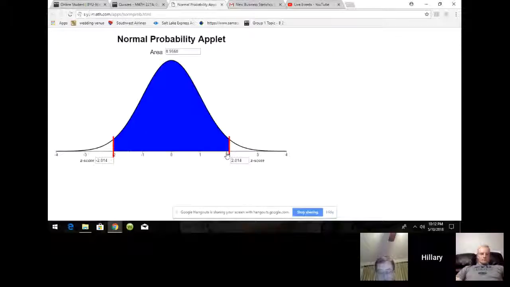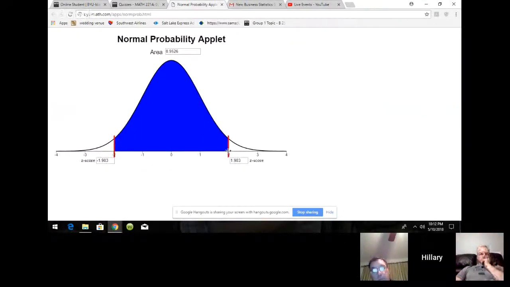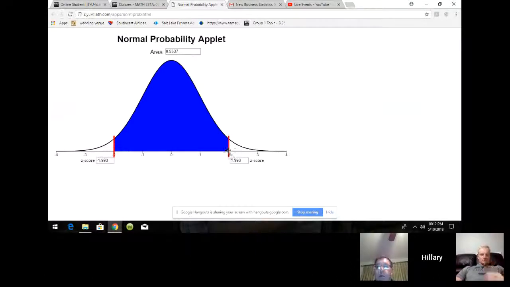So just -2, correct? Yeah. If you drag the red lines, so you have it at 1, you can just drag the red lines to -2, and then you'll find out what it is, and your area will already be shaded for you. 0.955. Yep. And then if we drag it to 3, you got 0.997, right? Yeah.